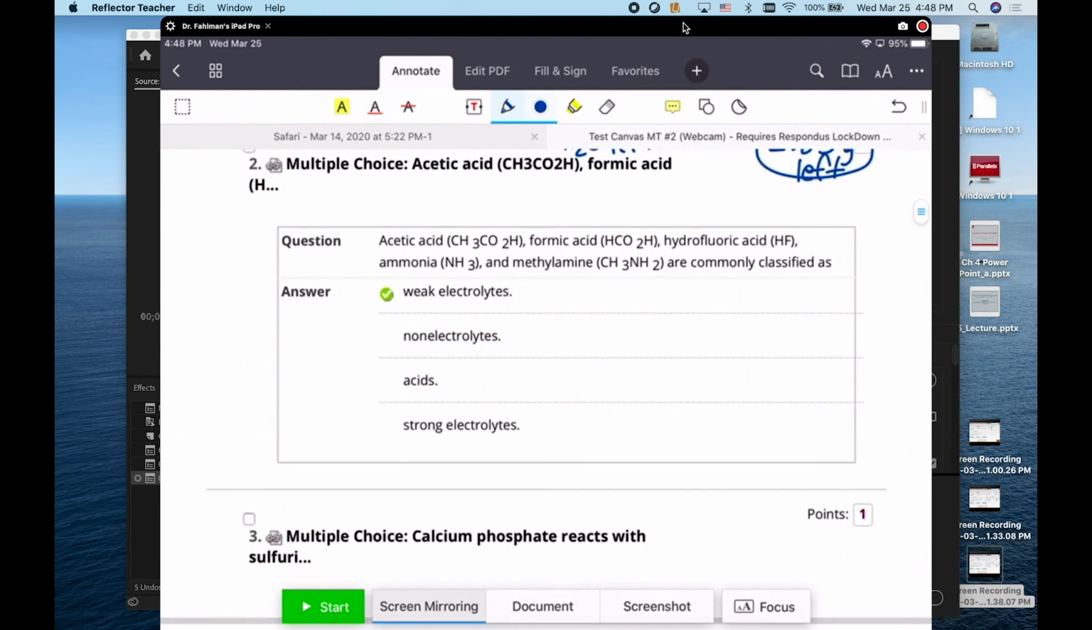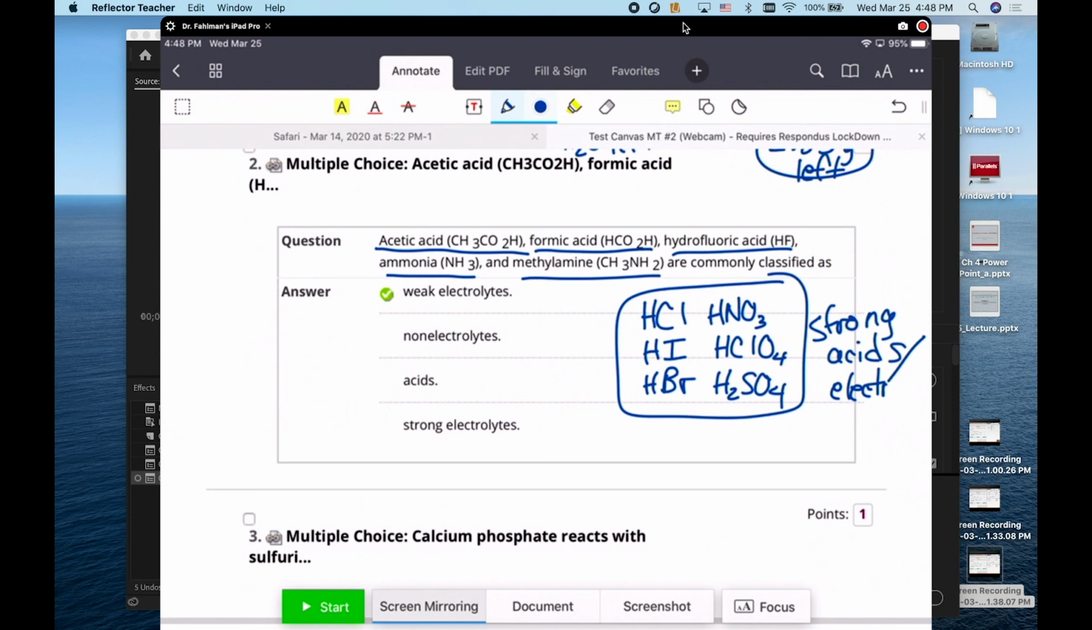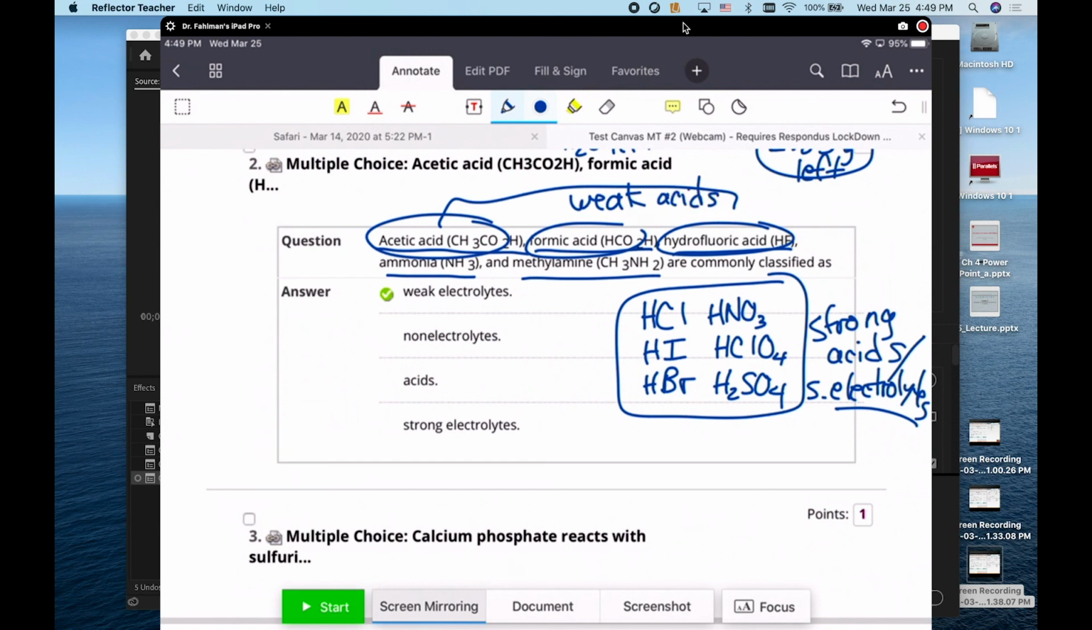Question 2, you have a variety of these: acetic acid, formic, hydrofluoric, and then ammonia and methylamine. Unless an acid is one of those 6 strong acids, these are strong electrolytes. None of these acids are on this list, are they? So these are weak acids or electrolytes.